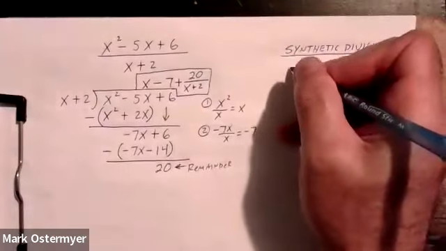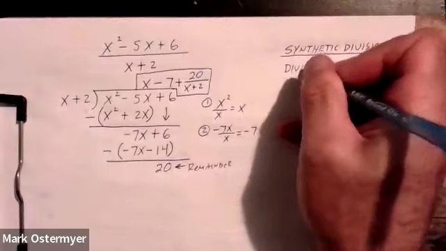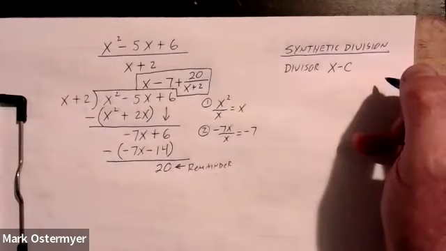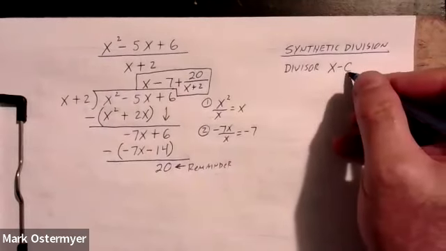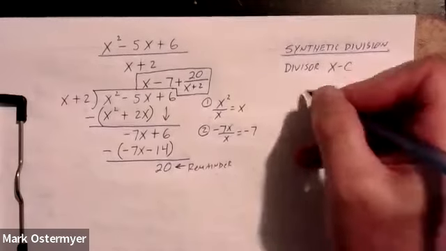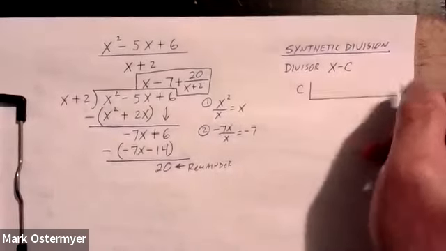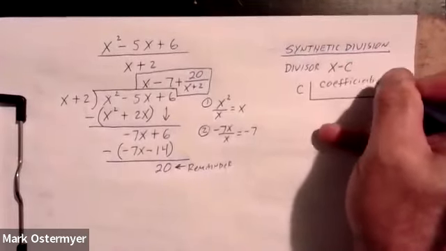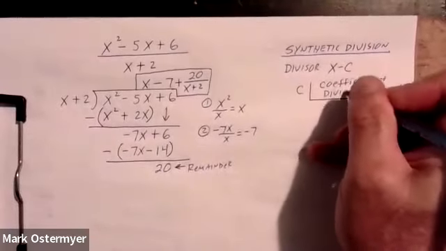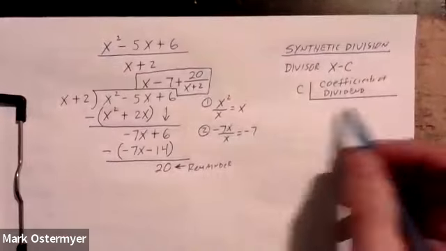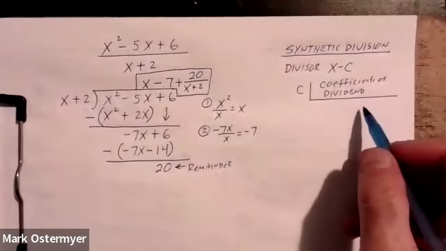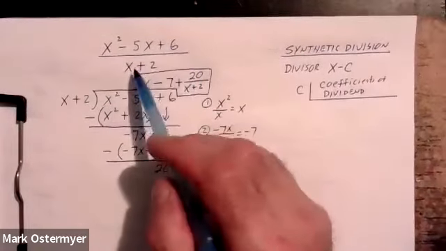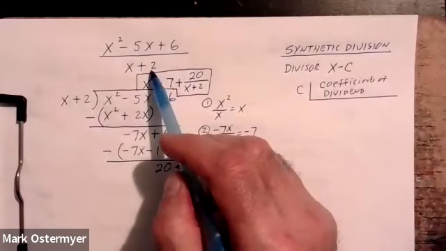Now, synthetic division requires that your divisor always be of the form x minus c. And then the idea behind this is you divide this number c into the coefficients of the dividend. So in synthetic division, you're not going to see any variables. You're just going to see numbers. So let's do this problem over again, but this time, let's divide this trinomial by this binomial using synthetic division.